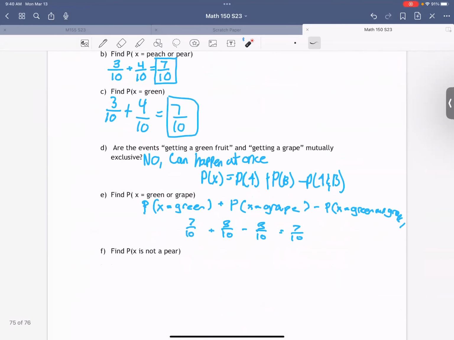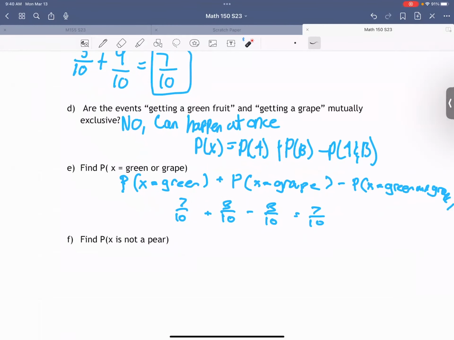All right, so part E was the tricky one here, right? I want to find the probability that X is a green fruit or a grape. Melanie, you want to take us through this one? Yeah, so this is not mutually exclusive, so we use rule 2. I did P(X equals green), which is 7/10, which we got from C, plus 3/10, which is just the probability for a grape, minus P(green and grape), which is 3/10 because all the grapes are green. So that was 7/10.